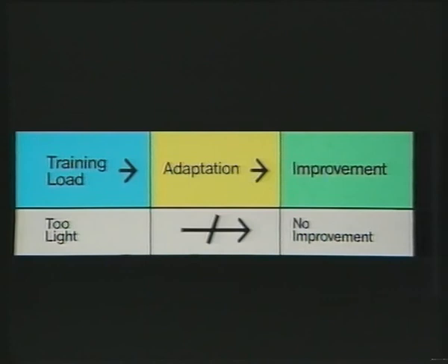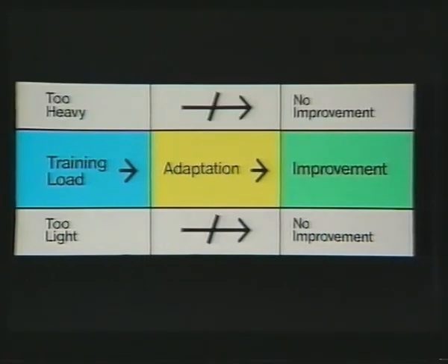On the other hand, if the training load is too heavy, the athlete will become fatigued and performance will not improve. This is called failing adaptation. The correct training load, which produces effective adaptation, lies in the adaptation zone between these two extremes.